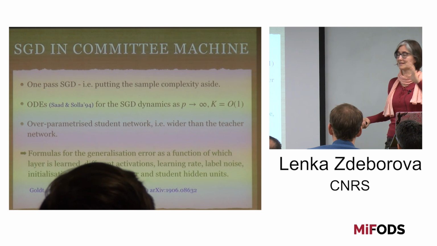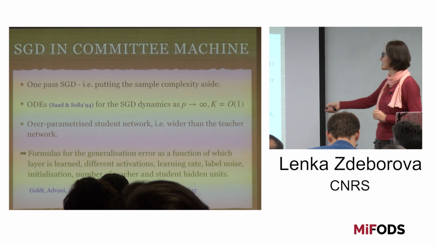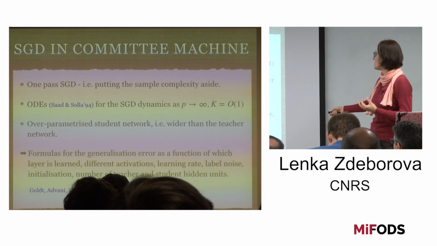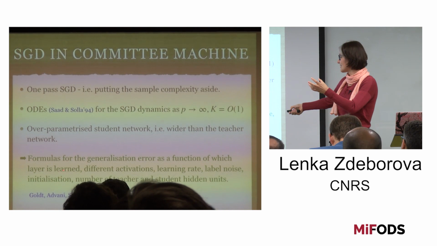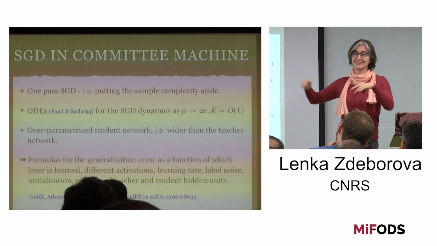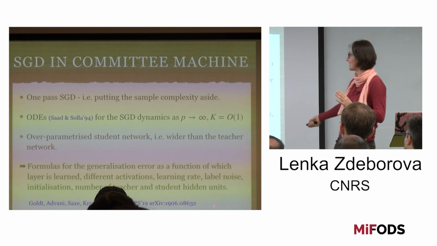And with those ODEs, what we studied in this paper is the overparametrized student networks, that is, when the width of the student is somewhat bigger than the width of the teacher. And we have a formula for the generalization error. It's a complicated formula as a function of which of the two layers is learned, the activation functions, the learning rate, the noise on the labels, the initialization, and the number of units in the teacher and student. So that's a lot of parameters, and there is a complicated zoology of things that are happening that are not quite all completely understood yet, even in such a simple setting. So that's just an advertisement.